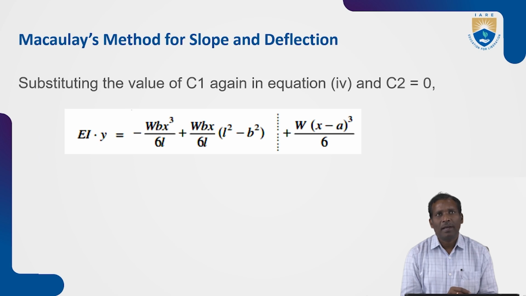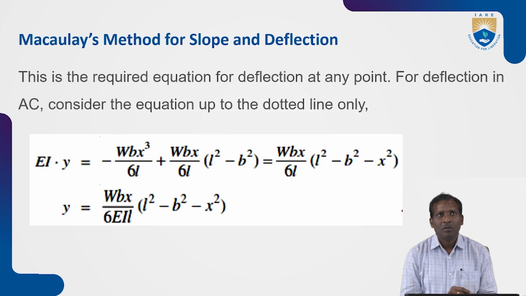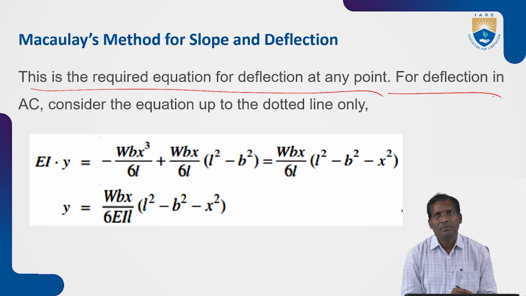C2 is 0, and then the value of C1 is substituted in equation 4. So this is the required equation for deflection at any point of a beam. For deflection in AC, consider the equation up to the dotted line only. The deflection of AC only needs to consider the portion up to the dotted line.